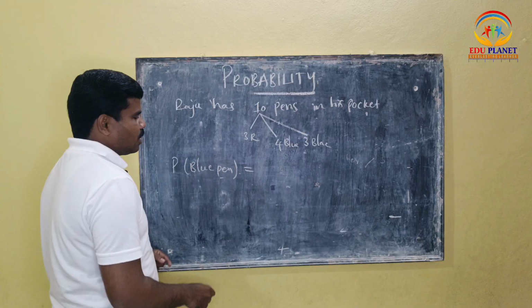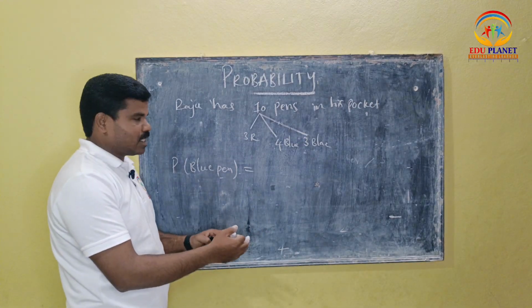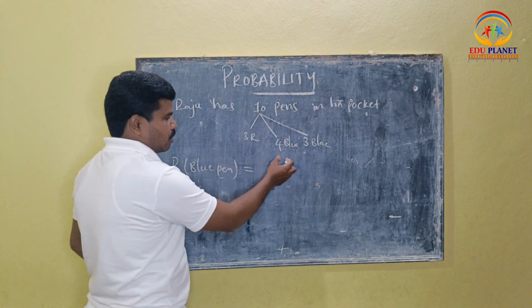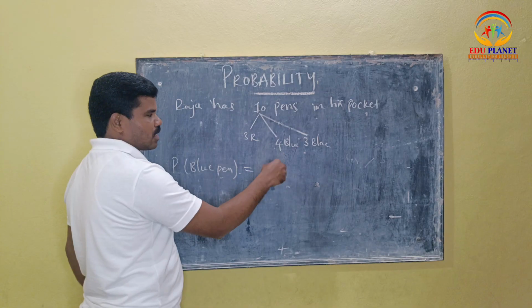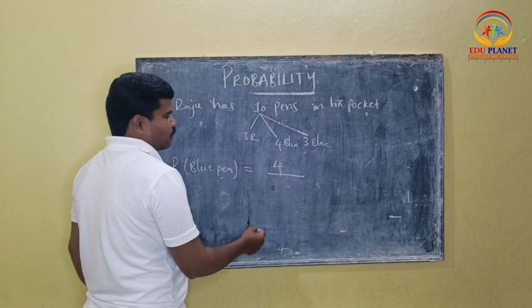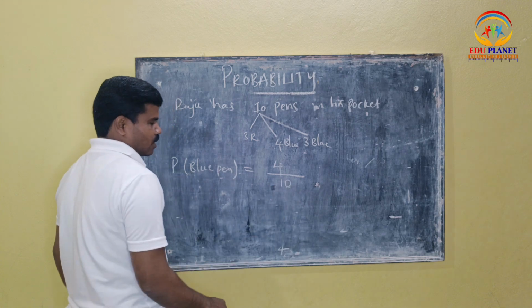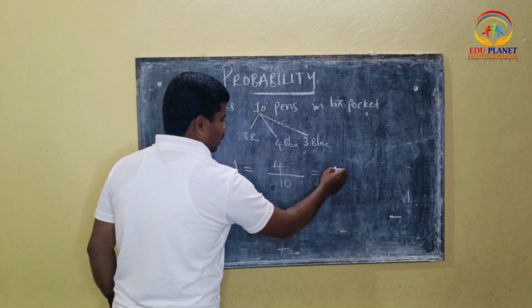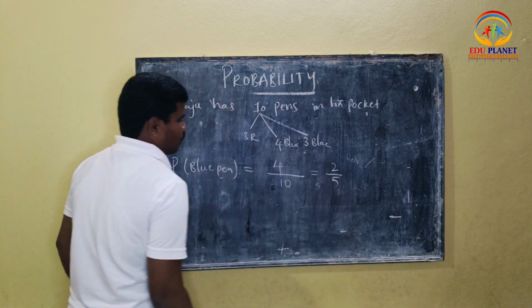Then we can say that it is the number of favorable outcomes divided by total outcomes. Number of favorable outcomes: how many blue pens are there in Raju's pocket? 4 blue pens. Total outcomes are how many? 10. If I perform the calculation, 2 upon 5.